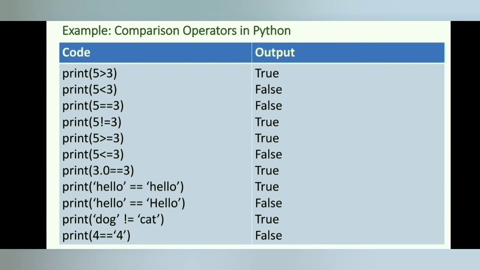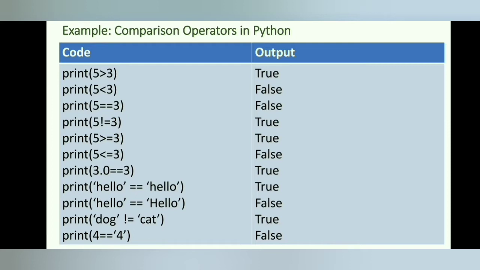Example: open any Python IDE or any text editor, type this Python code and run it. Print 5 is greater than 3, the output will be true. Print 5 is less than 3, the output will be false. Print 5 is equal to 3, the output will be false. Print 5 is not equal to 3, the output will be true. Print 5 is greater than or equal to 3, the output will be true. Print 5 is less than or equal to 3, the output will be false.